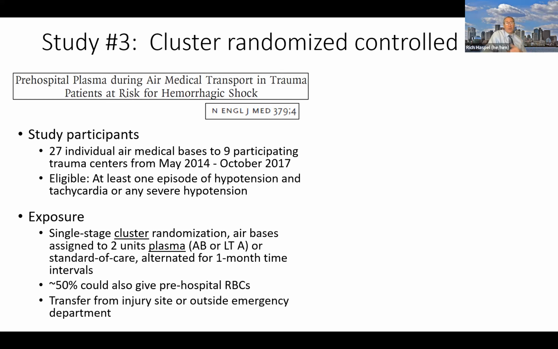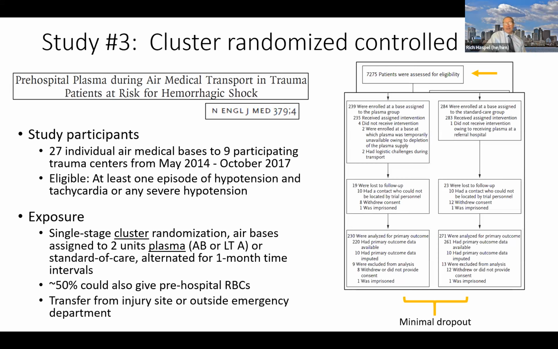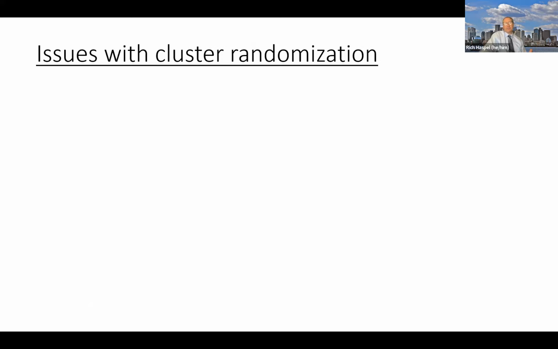Okay. So only about 50%, some could give pre-hospital red cells. And again, they were either transferred from the injury site or outside. They evaluated a good number of patients. They included 500. And again, there was minimal dropout. So the big issue here is the cluster randomization.